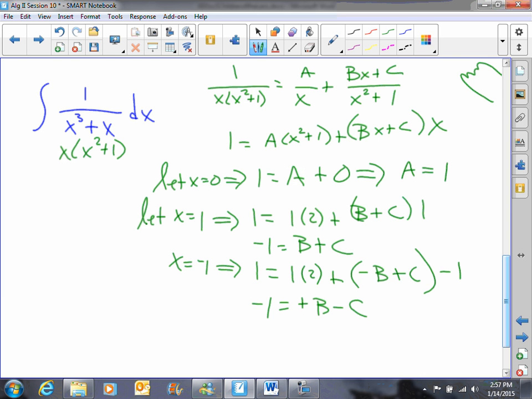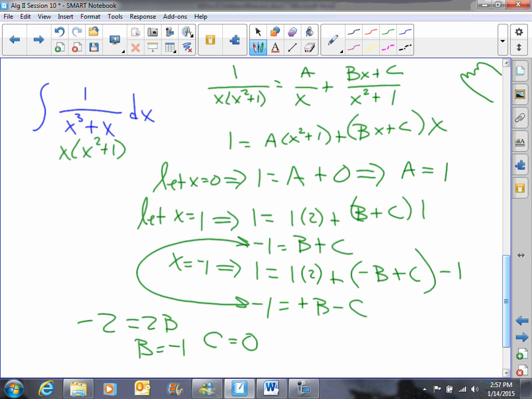So if we add these two equations together, we get 0 equals 2b, and so b is equal to 0, and then c, if b is equal to 0, is this right? Whoa, wait. Go back here, that's silly. We're adding this equation together with this one, that's going to give us negative 2 is equal to 2b, so b is equal to negative 1, and if b is equal to negative 1, in both equations we get c is equal to 0. Yeah, that makes sense.